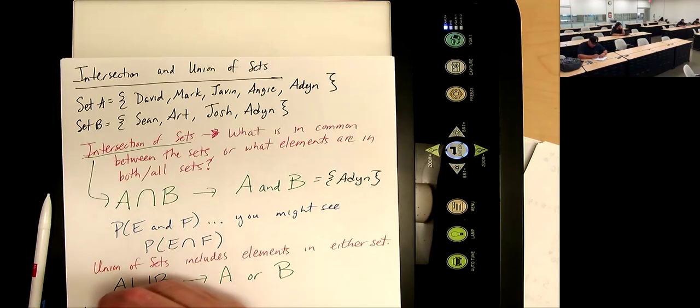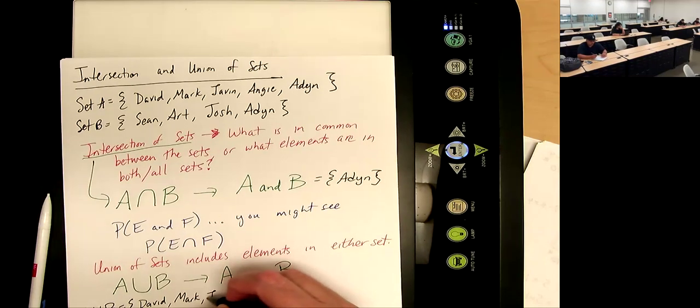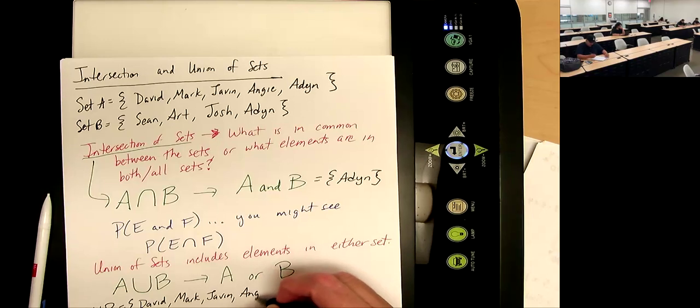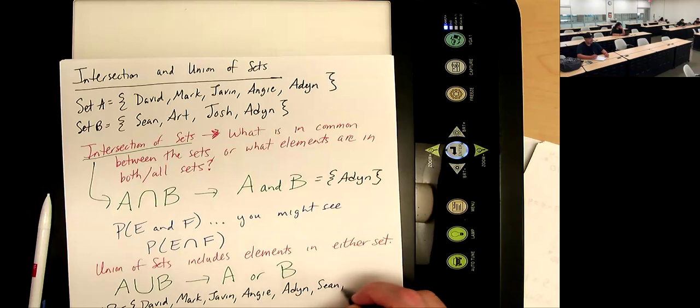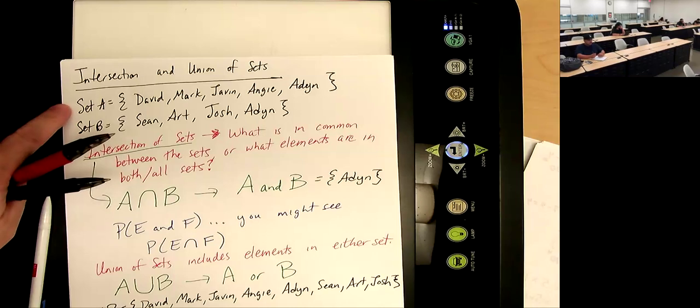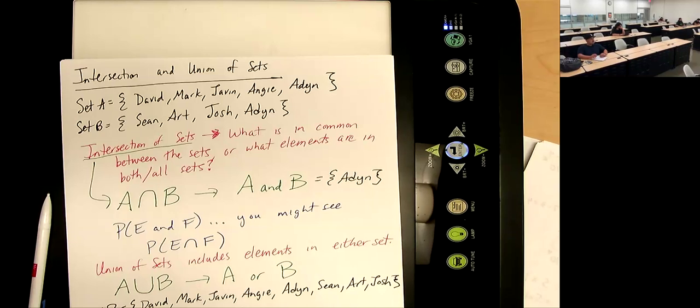So what is in A union B, or A or B, is David, Mark, Javen, Angie, Aiden, Sean, Art, and Josh. Aiden's again in set B, but we already listed him from set A, so we don't need to list him again. Assuming it's the same Aiden, and it is. I mean, what are the odds of having two Aidens spelled that way?